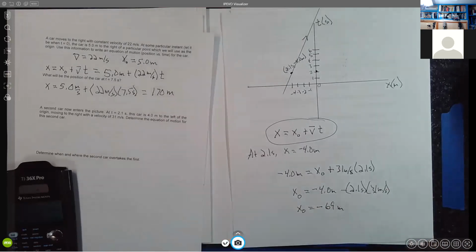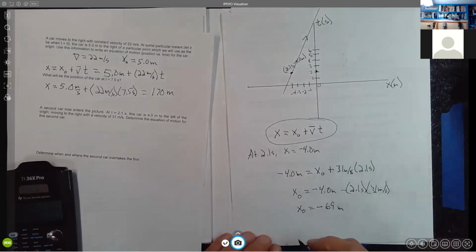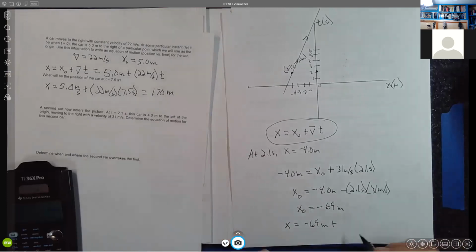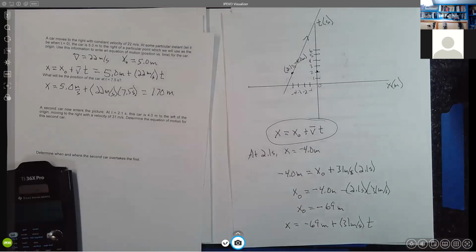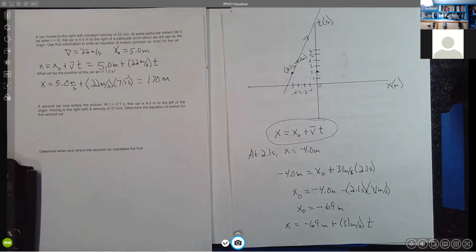Okay, well, now that I know that, I can write the equation of motion for this second car. X for it is going to be minus 69 meters plus that average velocity, 31 meters per second, times t. So there, I have the equation of motion for that second car. That was complicated. I wouldn't have expected you to be able to do that one right off the bat.